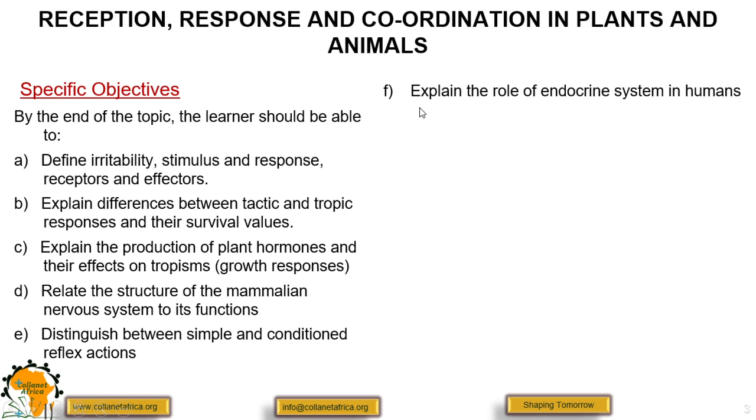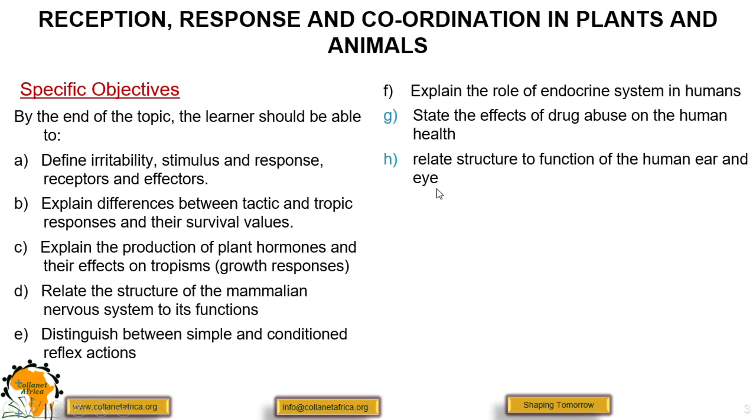Moreover, the learner should be able to explain the role of the endocrine system in human beings. Also, to state the effects of drug abuse on human health. Again, relate the structure and the function of the human ear and the eye. Finally, explain the defects of the eye as well as the ear and their corrections.